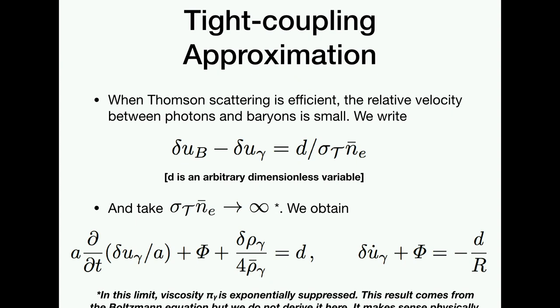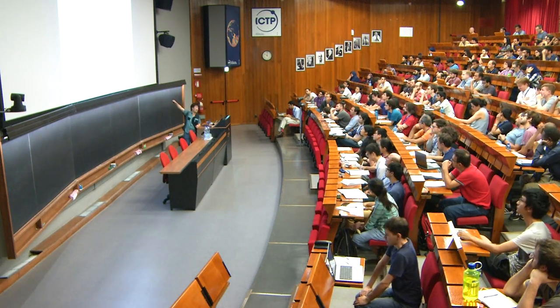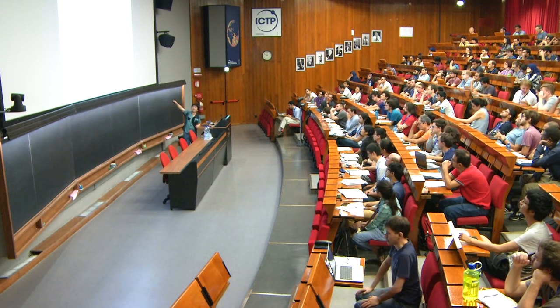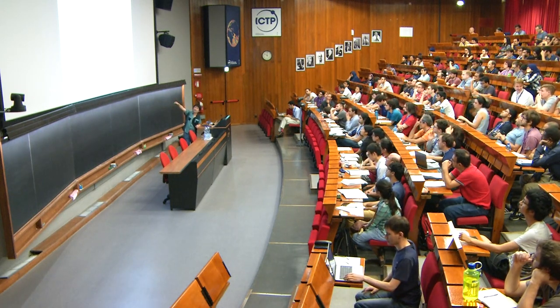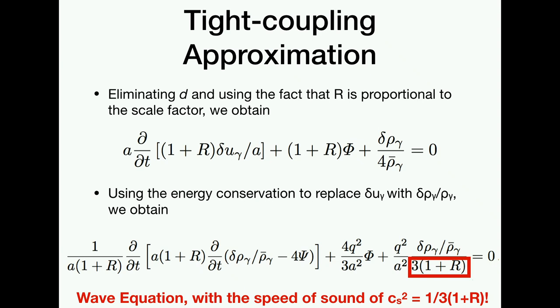Let's do the tight coupling approximation, namely, two velocities are basically the same. Okay? So when you have, this D is some dimensionless variable that you don't have to worry about. It's 1 over sigma T times NE. So in the limit of very, very tight coupling, NE is very large, this difference goes to zero. So we're going to take the limit in which sigma T NE goes to infinity. Then you have these two equations. You eliminate D, then you get this equation here.